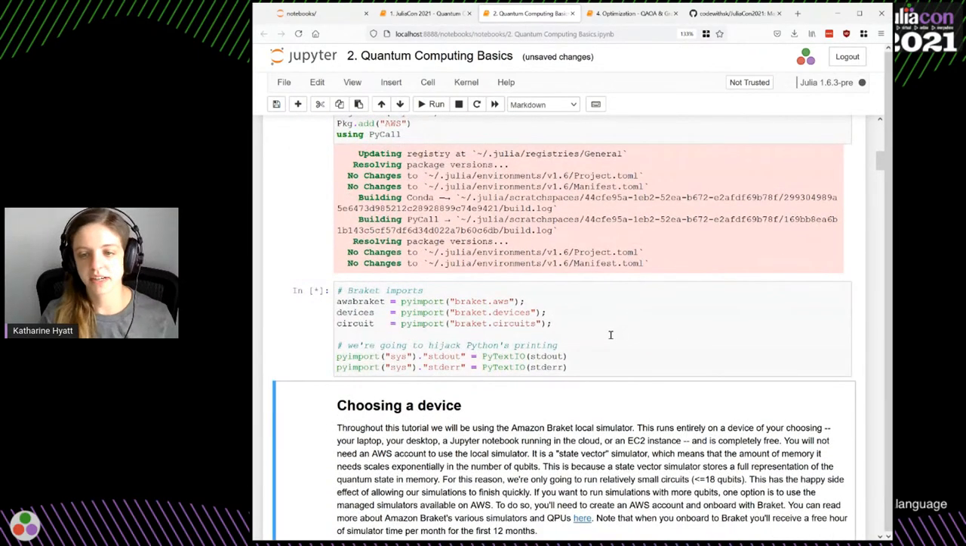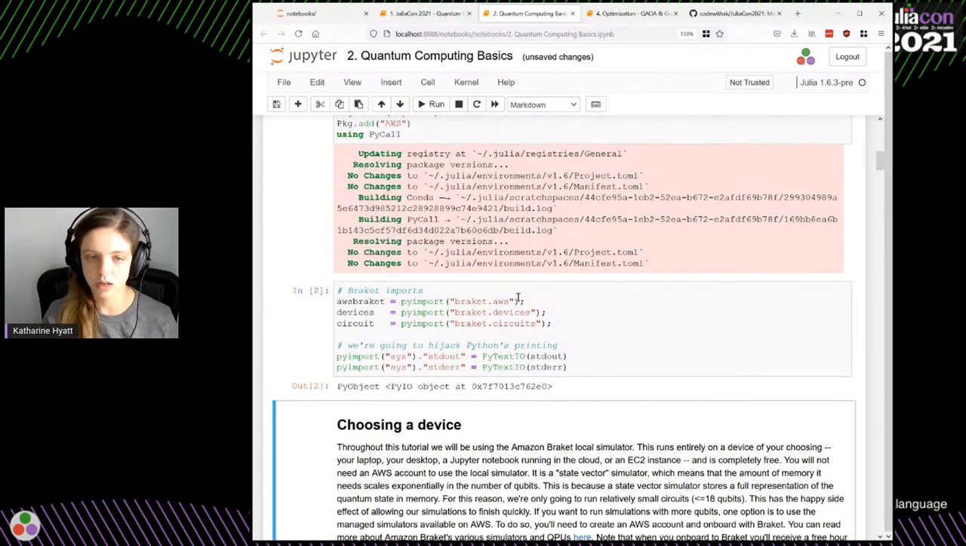Cool. So in particular, we're going to import the main Braket AWS module, the module that describes interacting with quantum devices, and probably not too surprising, the module that talks about how we can interact with quantum circuits in Braket. And finally, we're also going to do some Jupyter magic to hijack Python's printing so that, for example, if we would like to print circuit diagrams, we'll be able to do that. So that's what these last two lines here are doing.